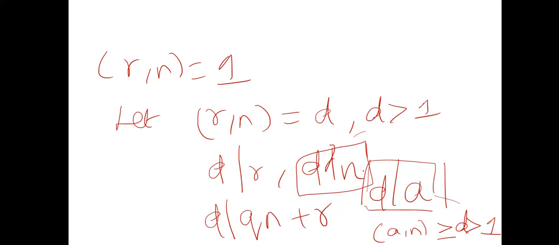So, we are arriving at a contradiction because we have assumed that GCD of R comma N is equal to a number that is greater than 1. So, therefore, this case cannot happen. Therefore, GCD of R comma N also should be equal to 1.